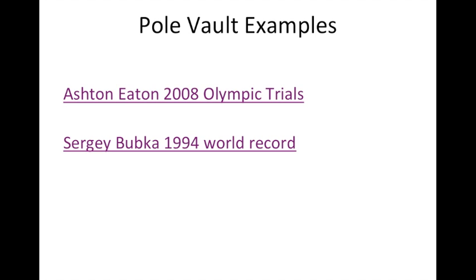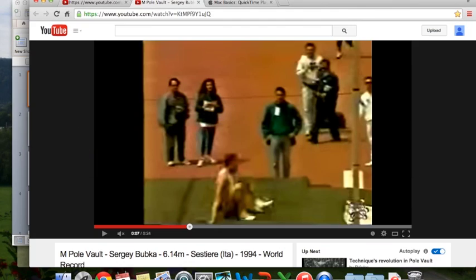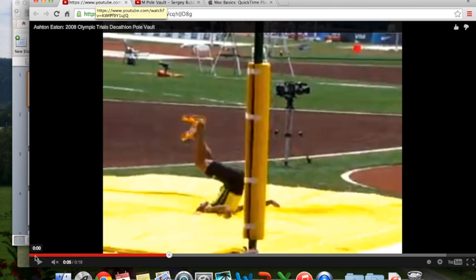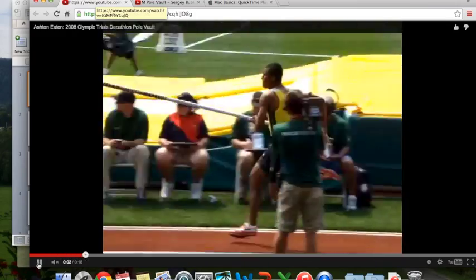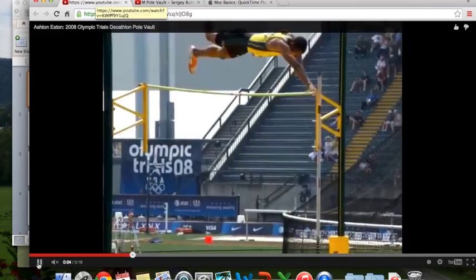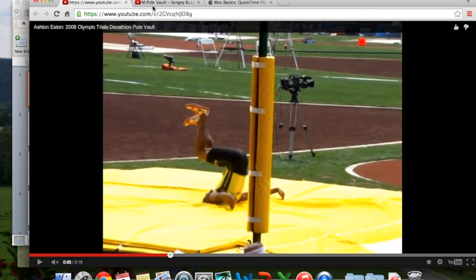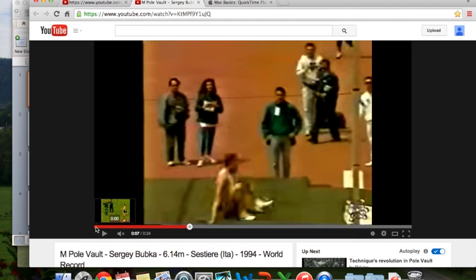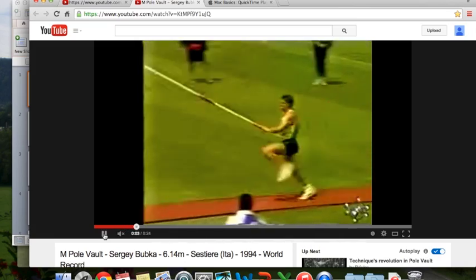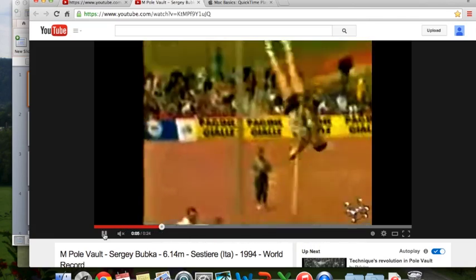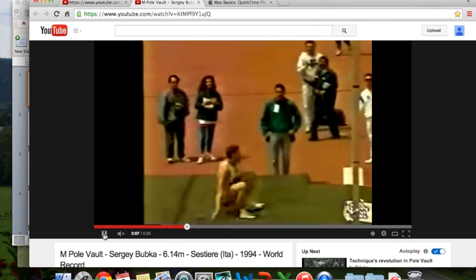We'll see Ashton Eaton from the 2008 Olympic trials, and then Sergey Bubka, a world record pole vaulter with a world record that he set in 1994. So here we have Ashton Eaton's vault, and then we'll move on to Sergey Bubka's next with a 1994 vault that he took and where he set a world record. And this record was recently broken earlier this year. Can't remember by who, but pretty impressive.